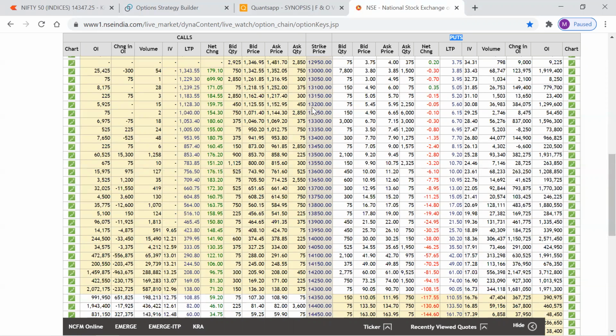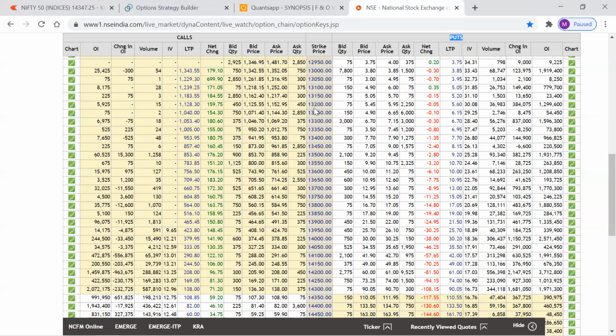Okay, so if you choose the 13,200 strike, that means you are expecting the market to fall from 14,300 to below 13,200 before the next weekly expiry. That means you are more bearish.